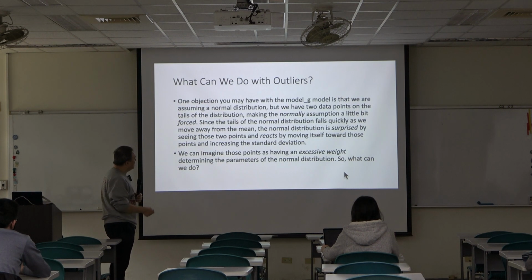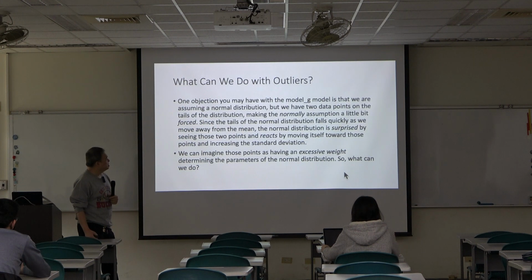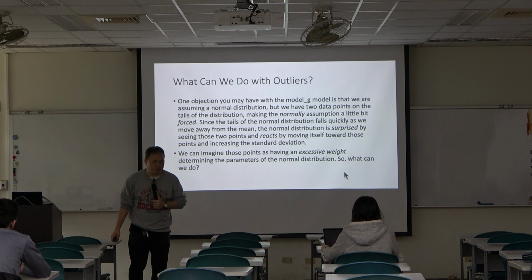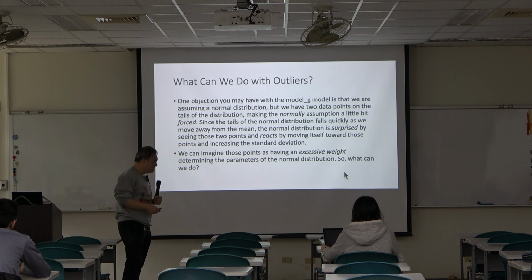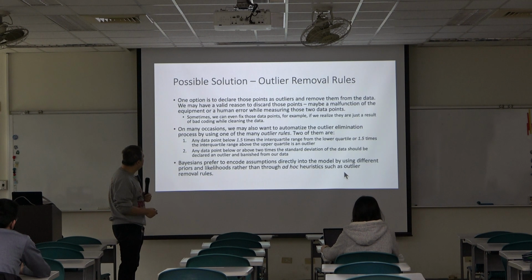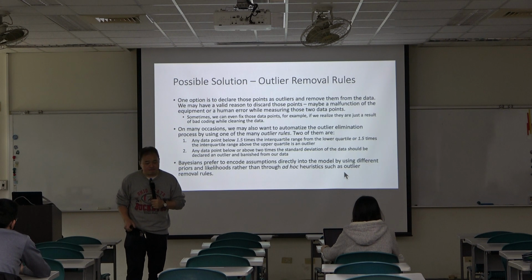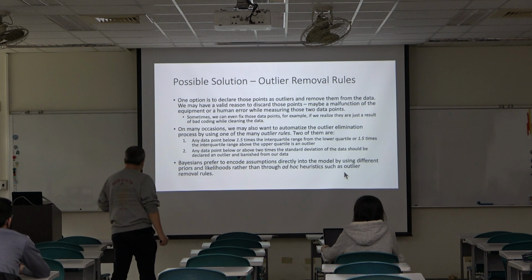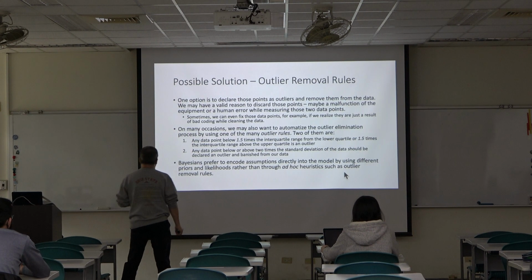So these two outliers make this normal assumption not as natural as we anticipated. So what do we do? One possible solution is that we can remove those outliers. In statistics, there are rules that allow us to remove outliers.